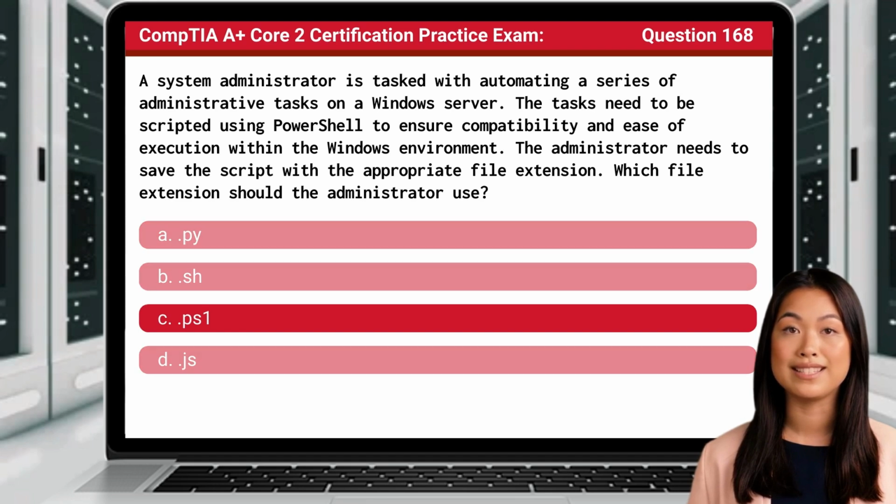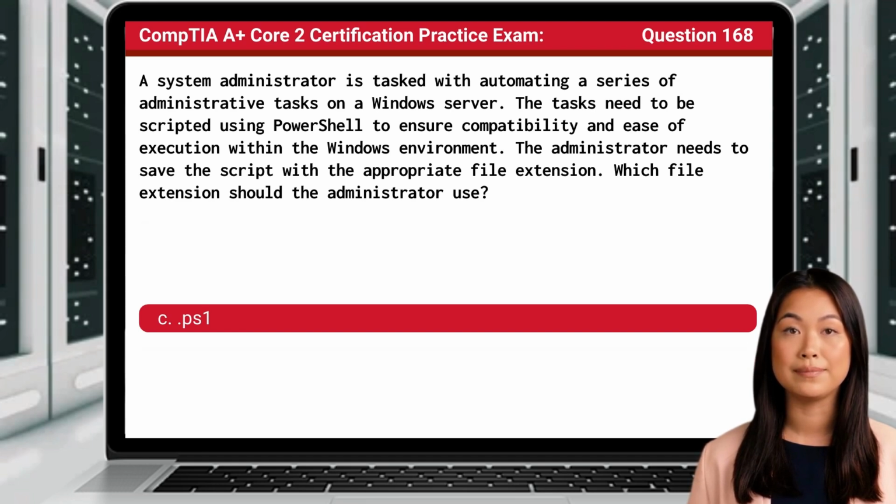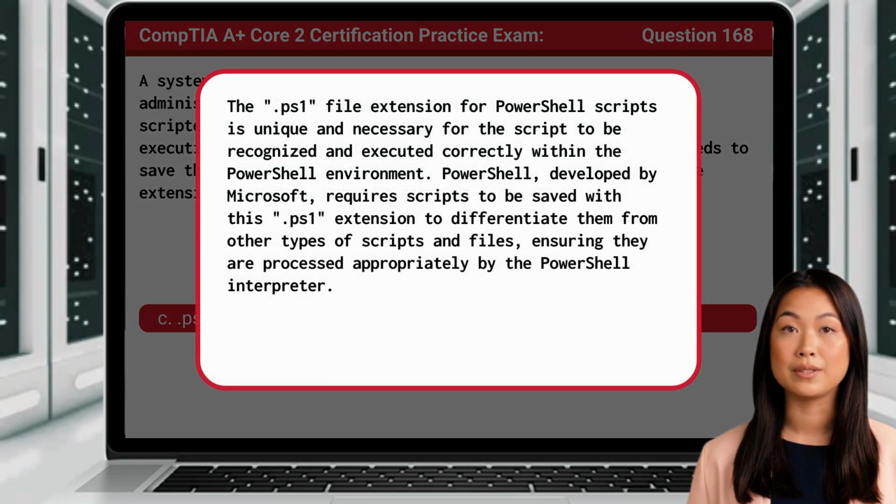The answer is C. .ps1. The .ps1 file extension for PowerShell scripts is unique and necessary for the script to be recognized and executed correctly within the PowerShell environment. PowerShell, developed by Microsoft, requires scripts to be saved with this .ps1 extension to differentiate them from other types of scripts and files, ensuring they are processed appropriately by the PowerShell interpreter.